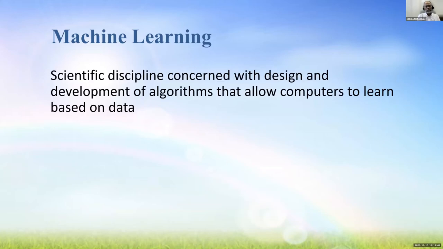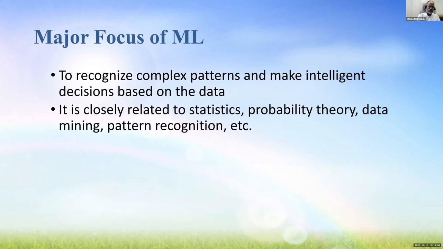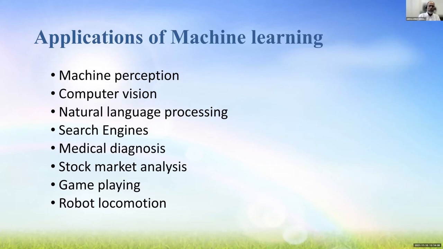What is machine learning? Machine learning is a scientific discipline concerned with the design and development of algorithms that allow computers to learn based on data. The major focus is to recognize patterns and make decisions. It is based on statistics, probability theory, data mining, pattern recognition, and so on. There are many applications of machine learning. I have only 15 minutes, so I'm trying to pick the most important things. These are different areas like machine perception, computer vision, natural language processing, search engines, and so on.